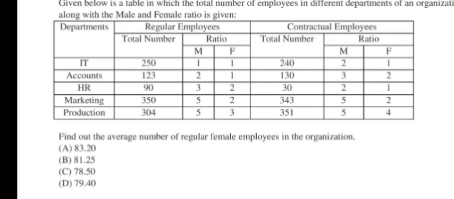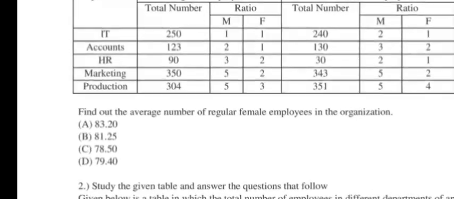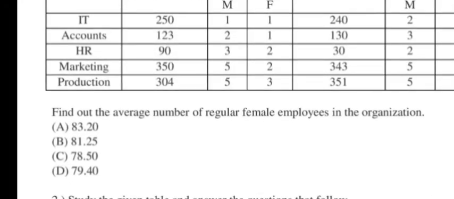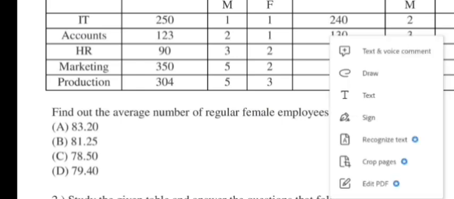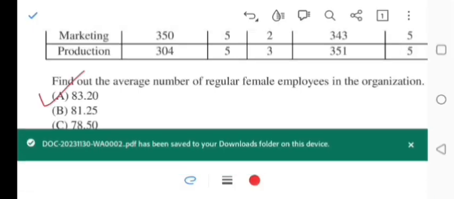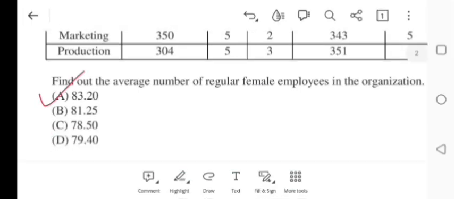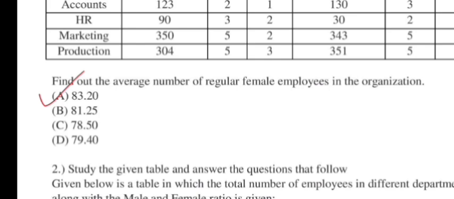Now after studying this, you have to study it very attentively. After that you have to answer the question. So the first question that we have got is, find out the average number of regular female employees in the organization. 83.20, 81.25, 78.50, 79.40. It will be 83.20, but please try to solve it by yourself and then try to match whether whatever you have got is matching with mine or not.